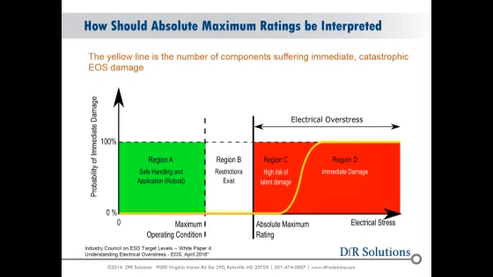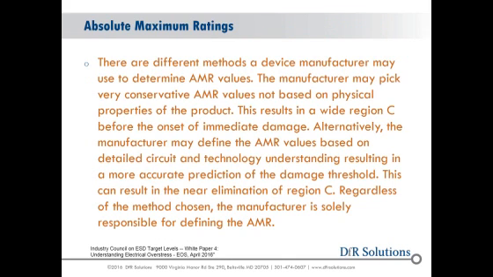And even though the probability of immediate damage may still be 0% for a while in region C, until you finally get to such a huge EOS event that you absolutely are guaranteed to blow the thing. The key thing is that the AMR has to be set by the chip manufacturer, and it's not necessarily a test value. There is some guard band between that AMR and where they know the destruction will absolutely begin, and therefore you shouldn't design to ever try to be in region C, because you're probably inducing some kind of latent damage.